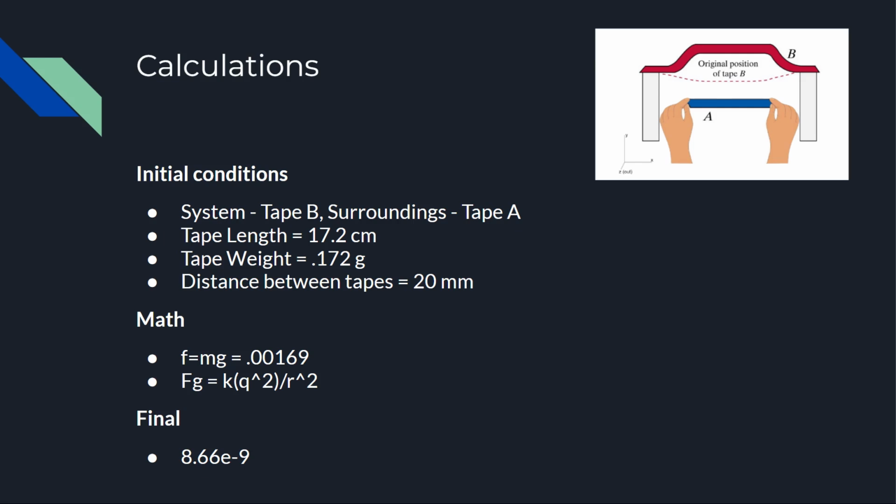So for the math, we just use F equals mg, and we found that the force of gravity was 0.00169. Using what we know here, we can set that equal to the force of the electric field. So therefore, it is equal to K times Q squared all over R squared. And when we solve that, we get that Q is 8.66 e to the negative ninth.